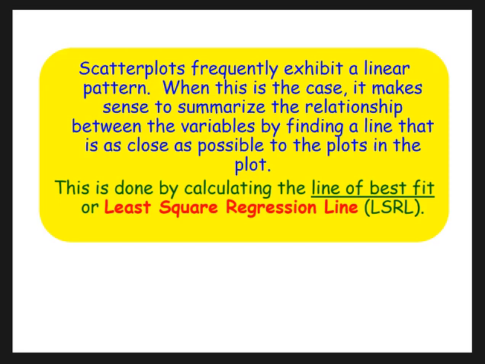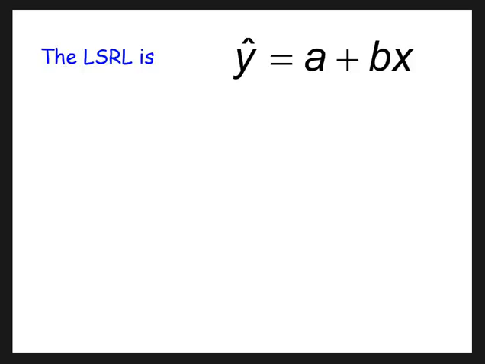So we create a scatter plot to exhibit a linear pattern. When this is the case, it makes sense to summarize the relationship between the variables by finding a line that is as close as possible to those points. There are several processes to find a line of best fit. We're going to use the least squares regression line. The form of that line is y equals a plus bx. Some call it y equals ax plus b. It's the same thing. It's saying that y is equal to some y-intercept plus a slope times x.